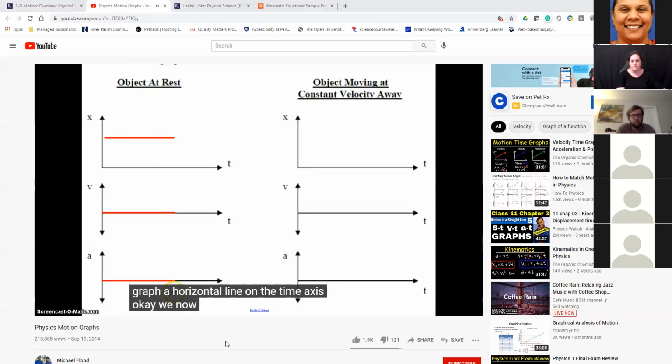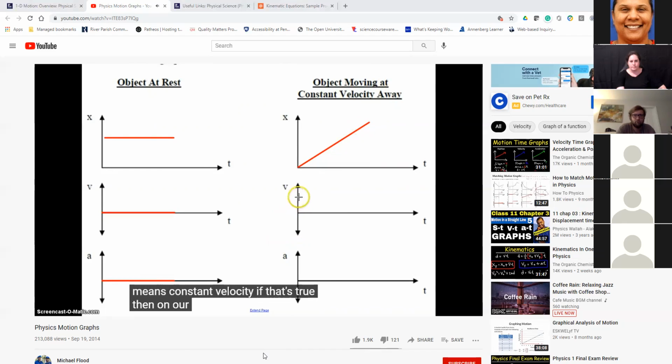Okay. We now go to an object moving at constant velocity away. What does that mean? That means the velocity is constant, but the distance is increasing over time. So this, of course, would be a straight line, sloped upward. If you take a look, the X numbers are getting bigger while time is moving in a positive direction. It's the only direction time can move. And the fact that the line is straight means that the rate of change of the displacement or distance is staying constant. And of course, that means constant velocity.